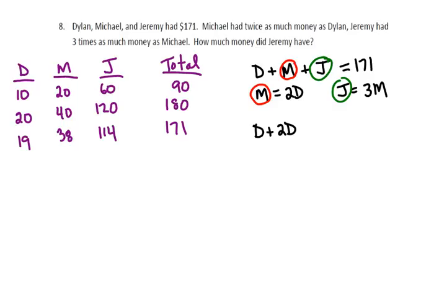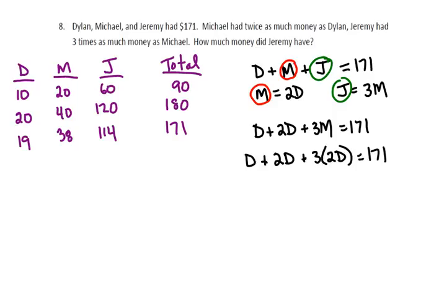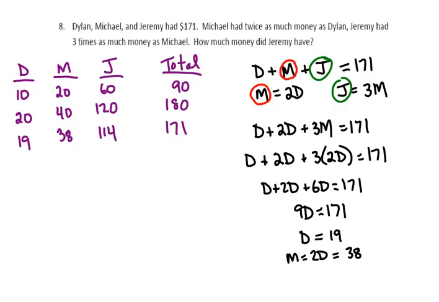Well, we're still not quite down to our one equation, one unknown, but we do know that m is equal to 2d, so we can make one more substitution. And we get d plus 2d plus 3 times 2d, which is 6d, is equal to 171. We add those up together, we get 9d is equal to 171. We then divide both sides by 9, and so d is equal to 19. Michael is 2 times that, and Jeremy is 3 times Michael's, and so Jeremy's amount is 114.